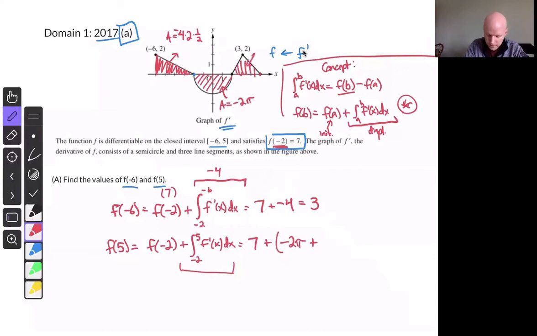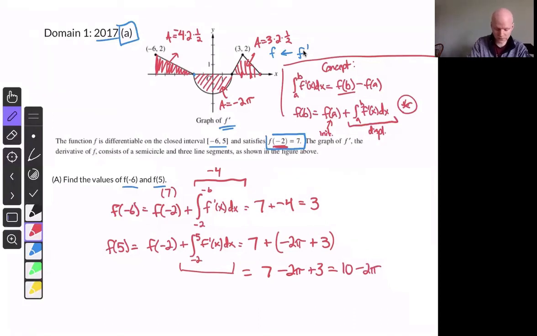So this triangle right here has a base of 1, 2, 3, and a height of 2. So that area will be 3 times 2 times 1/2, which is 3. And we don't need to simplify any of this. We are perfectly okay to just write down 7 minus 2 pi plus 3. But if you want to, you can write 10 minus 2 pi. That is totally fine. All right, so that's how we move from F prime to F.